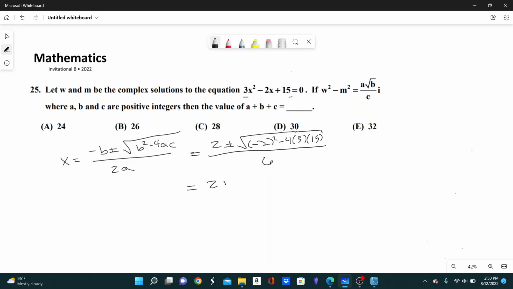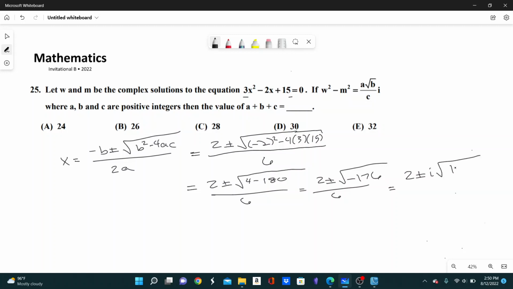So if I do a little bit of simplification, negative 2 squared is going to be 4. So 4 minus, and then 4 times 3 is 12 times 15, that's 180. And then divided by 6, and that's 2 plus or minus the square root of negative 176 divided by 6. And if I take the negative out of the square root, it's 2 plus or minus i times the square root of 176 over 6.